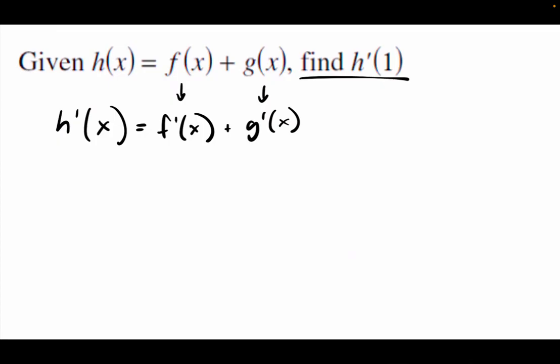If it was f of x times g of x, we would use the product rule. If it was f of x divided by g of x, you would use the quotient rule, things like that. But since it's just plus, we just find the derivative of each and add them together. So now what they want us to do is plug in 1. That means everywhere there's an x, I'm going to plug in a 1.